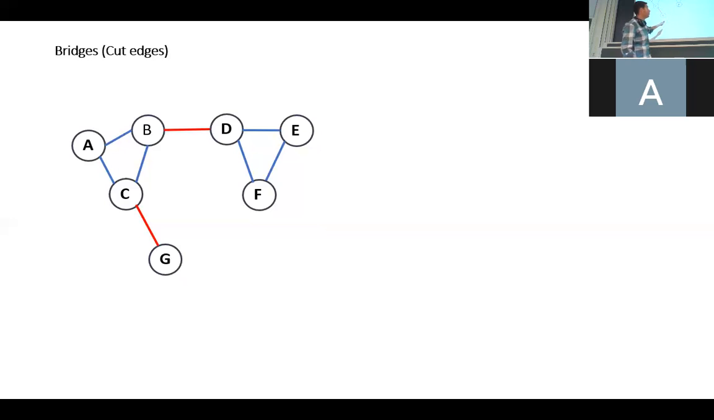But if I remove F, no one cares. It's still connected. If I remove G, it's fine. But for example, this node and this node, if I remove any of them, the network will become disconnected. This means that its connectivity is 1.